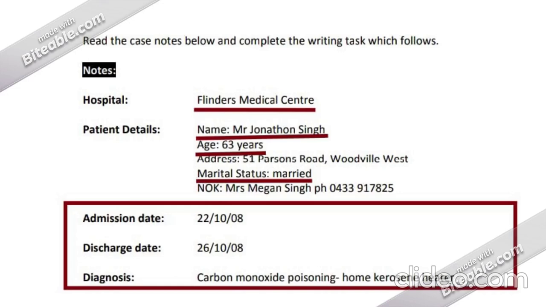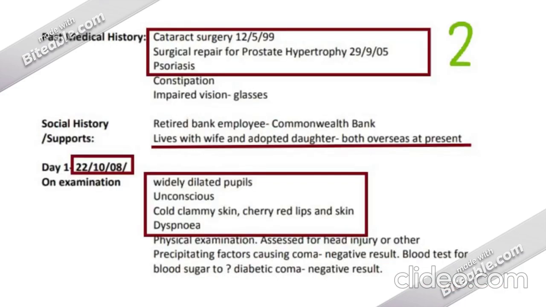That role should be the relevant data. So here you have to underline name, age. The address of the patient is given, but no need actually. Marital status is needed: married. Next of kin is Mrs. Megan Singh, and the phone number is given. That one also no need. The admission date, discharge date, diagnosis, and past medical history are needed. Admission date 22/10/2008, discharge date 26/10/2008. The diagnosis is very important: carbon monoxide poisoning with a home kerosene heater.